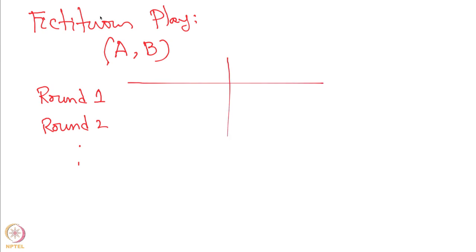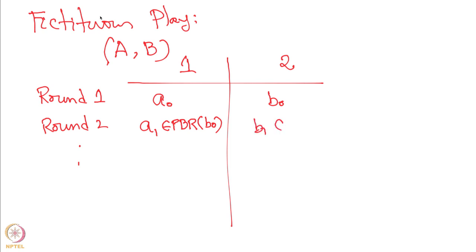Okay, so the game proceeds in several rounds. Let us take player 1, player 2. Let us say in round 1, player 1 plays a pure strategy A0 and player 2 plays a pure strategy B0. In round 2, player 1 knows that player 2 has played B0 in the previous round. So therefore, he will try to play a pure best response to B0. So A1 is nothing but his pure best response to B0. Similarly, player 2 will play B1, which is a pure best response to A0.